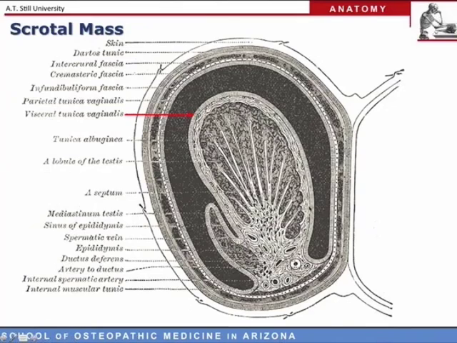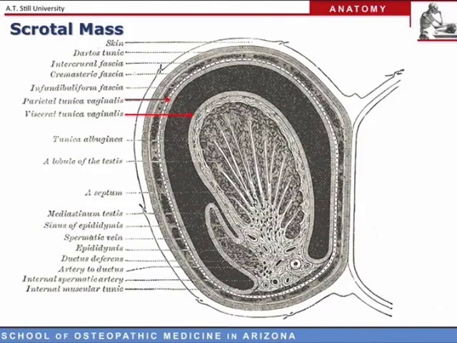Now, if we follow this around, we see that it's the same membrane, it just doubles back on itself and now lines the interior aspect of the scrotum. This would be similar to what we saw in the abdominal wall, and so similarly it's named the parietal portion of the tunica vaginalis.